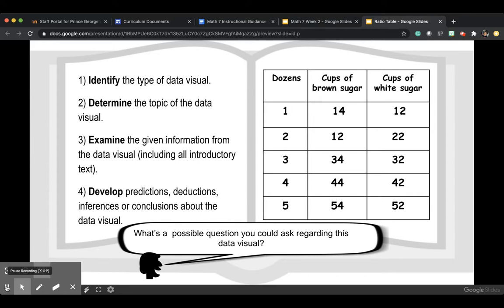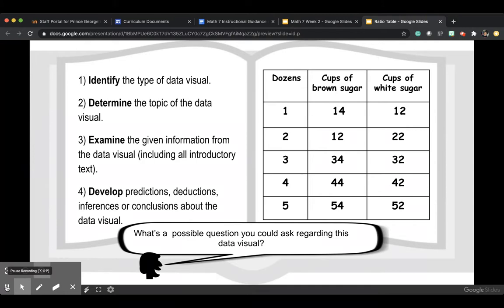So again, we said the visual is a table, and obviously from reading the title and the information that's given here, we should notice that it's a recipe of some sort. We don't know what we're making, but we do know that it's probably some type of recipe. The third question says to examine the given information from the data visual, including all introductory text. So if I look at the titles of my table, we have the number of dozens, cups of brown sugar, and also cups of white sugar, and then it gives us values for each one of those portions.